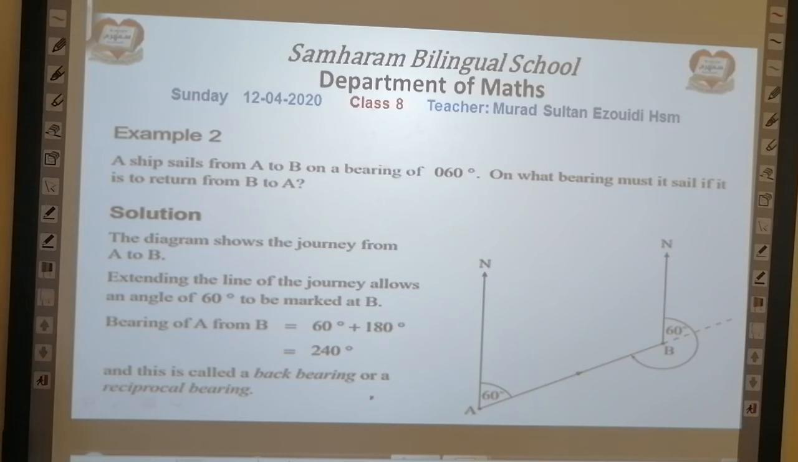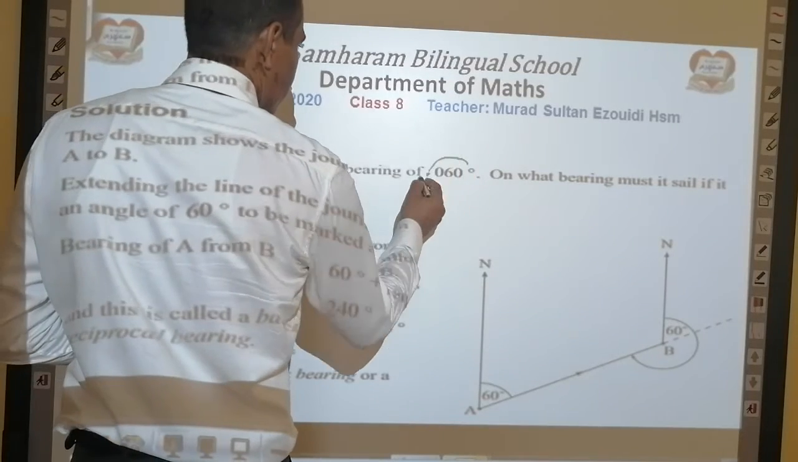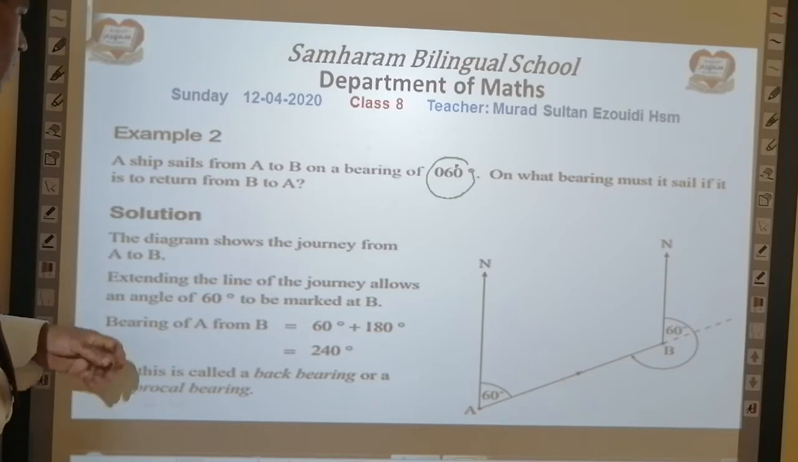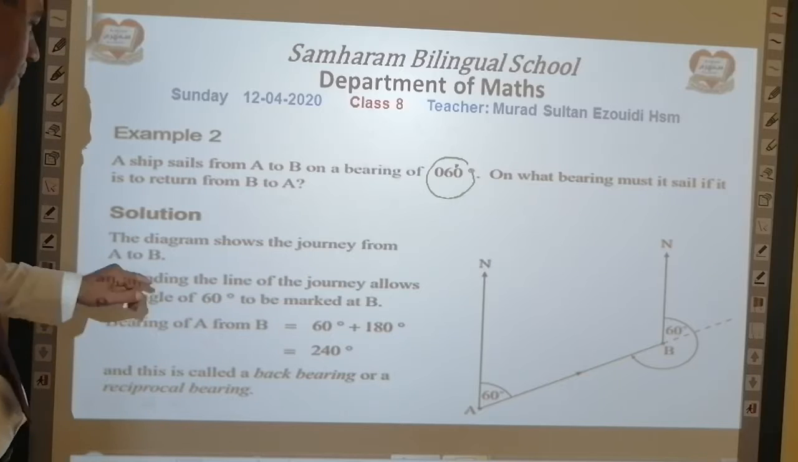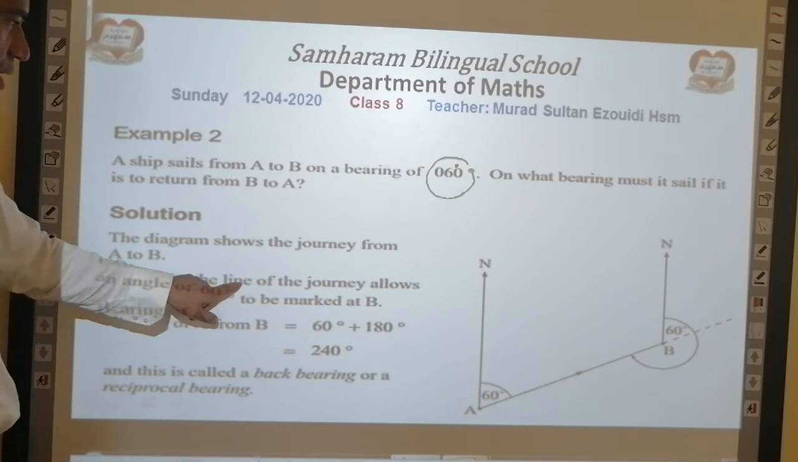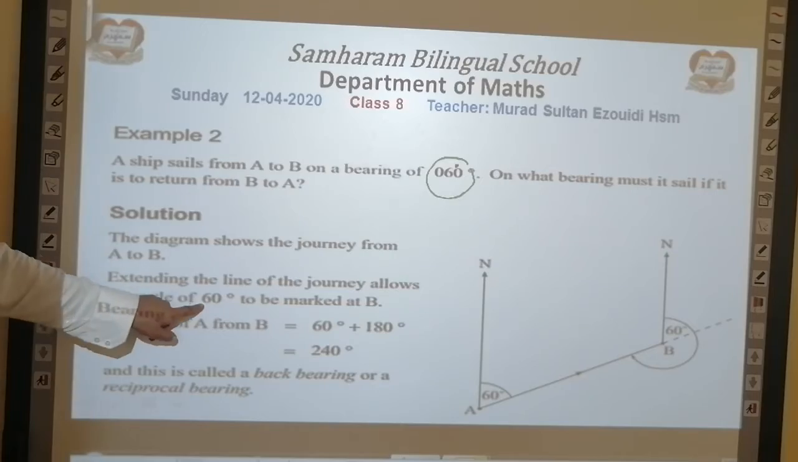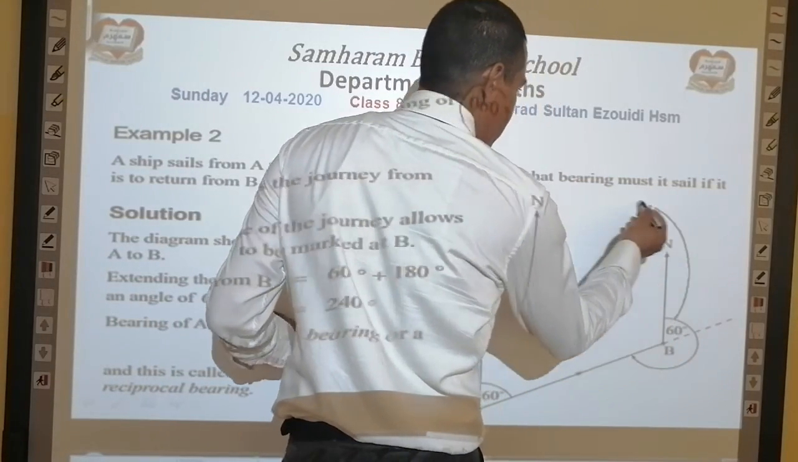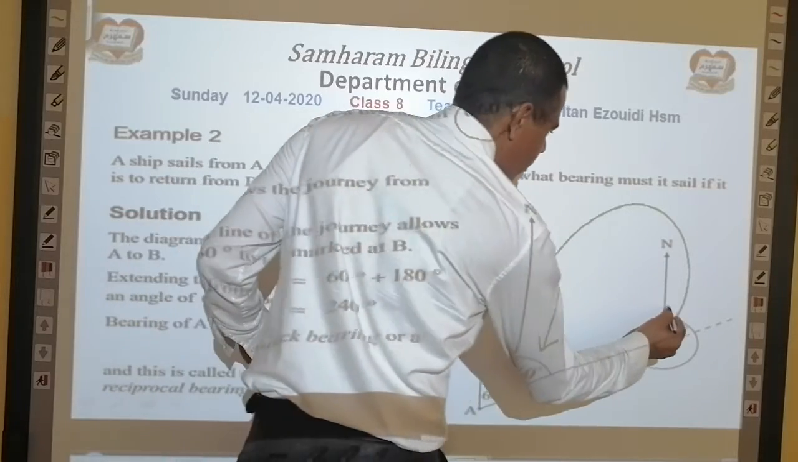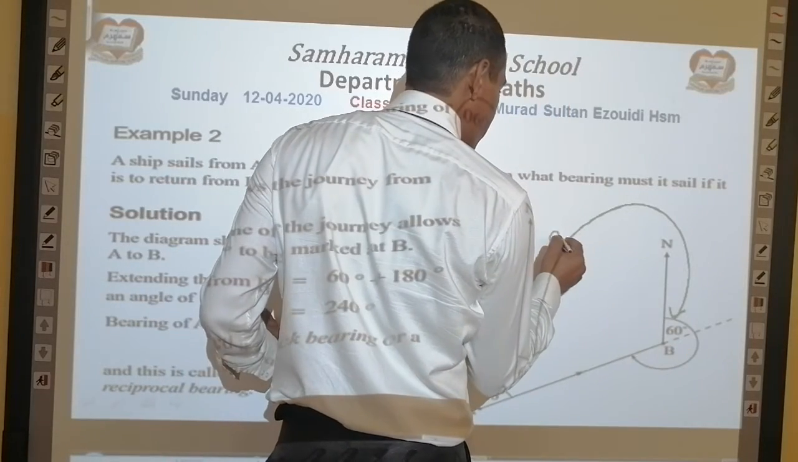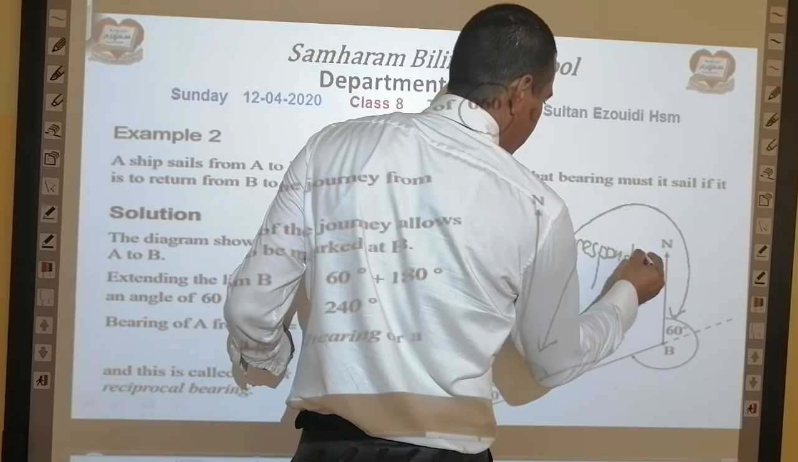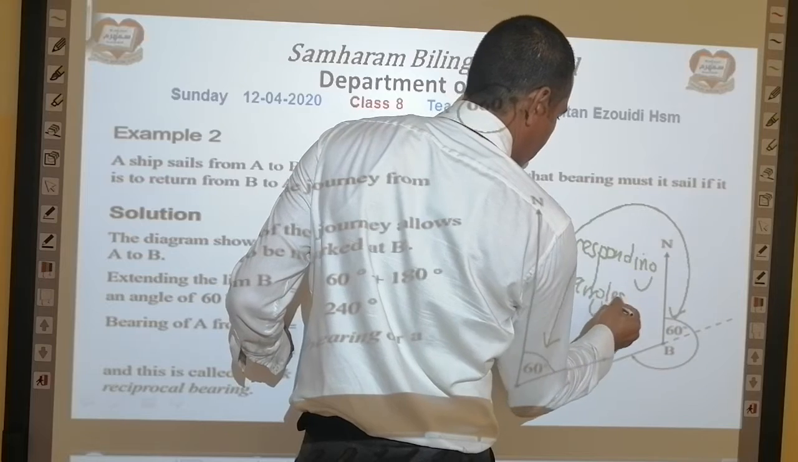A ship sails from A to B on a bearing of 60 degrees. On what bearing must it sail if it returns from B to A? First of all, the diagram shows the journey from A to B. Extending the line of the journey allows an angle of 60 degrees to be marked at B, which is called what? This one and this one are equal. Corresponding angles are equal in size.